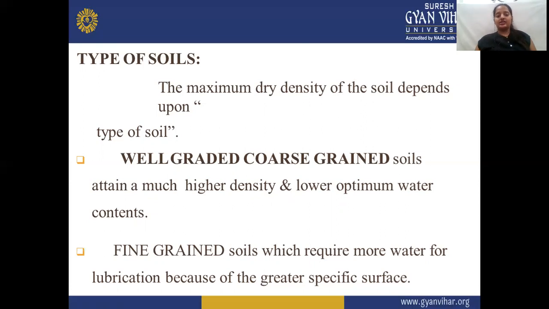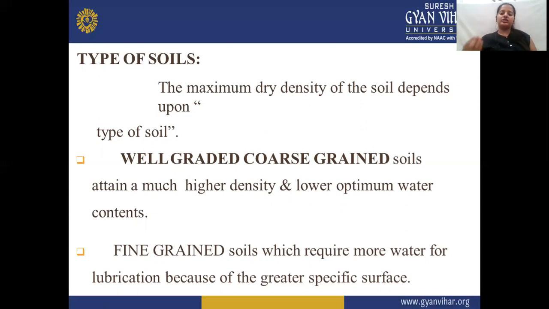Well graded coarse grains: if the soil is of very good quality, well graded, highly dense and coarse grained, the density will be much higher and the compaction will be far more effective than in fine grained soils, because fine grained soils require more water, and more water can result in a puddle forming situation. So all these things have to be kept in mind. For fine grains, the lubrication requirement is higher, so the amount of water for lubrication will also be higher.